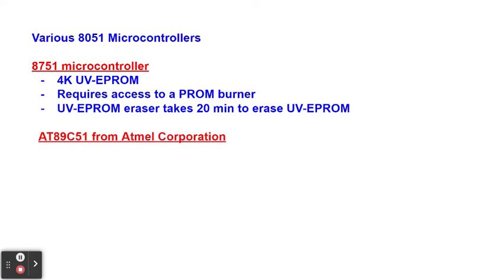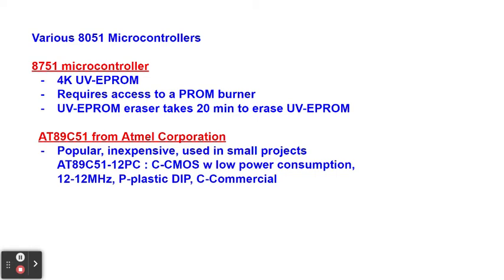Another kind is the AT89C51 from Atmel Corporation. This is the most popular, inexpensive, and used in small projects. When you see AT89C51-12PC, the letter C between 89 and 51 stands for CMOS. It has low power consumption, and 12 means 12 megahertz.